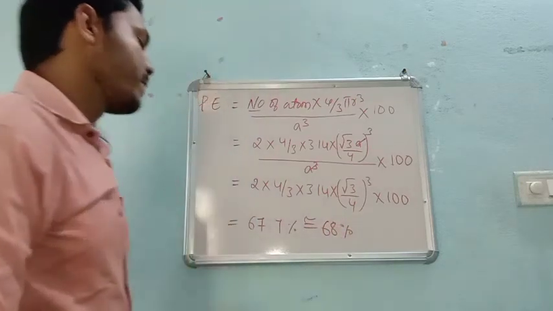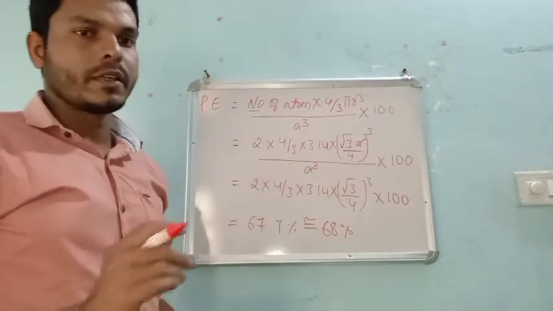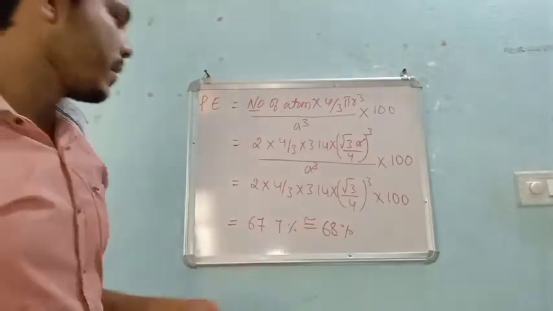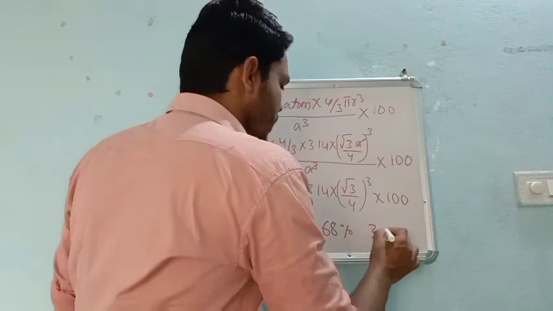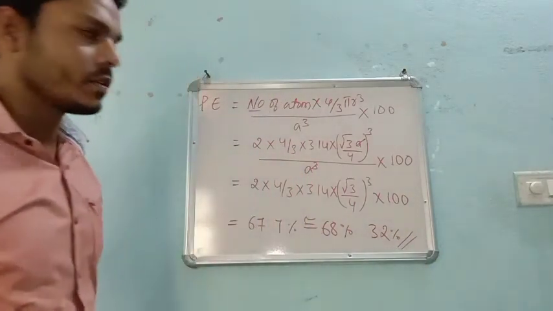So that means in BCC, 68% is packed, and the rest, 32%, will be what? Empty. So this is about our BCC, right?